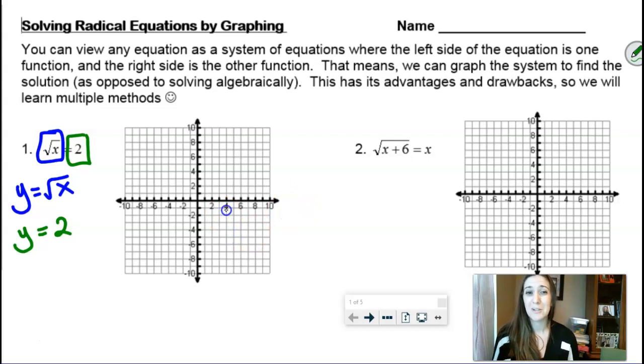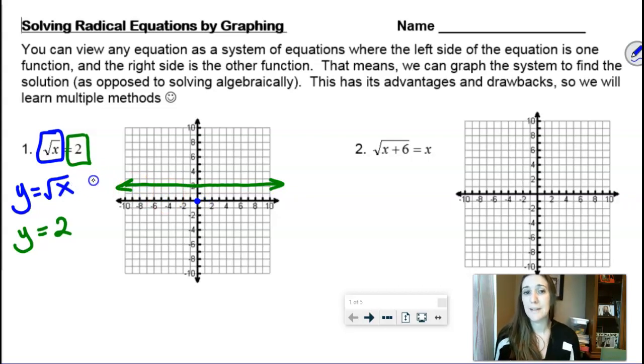Y equals 2 is just going to be a horizontal line through y equals 2. So it would help if I could actually draw a straight line. It's kind of straight. That's the line y equals 2. Now the curve square root of x starts at the origin because it's not shifted anywhere. And then if you start plugging in some ordered pairs, you're going to see the shape develop.